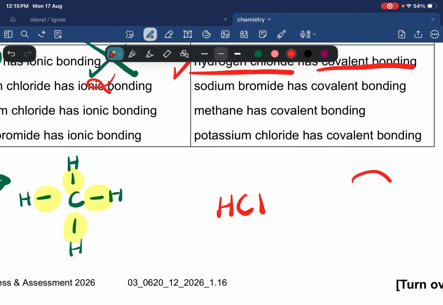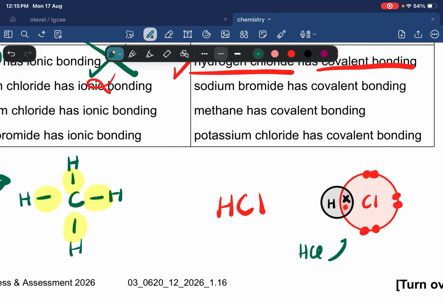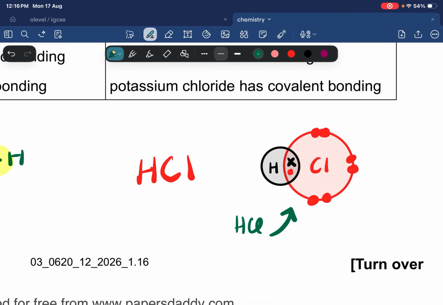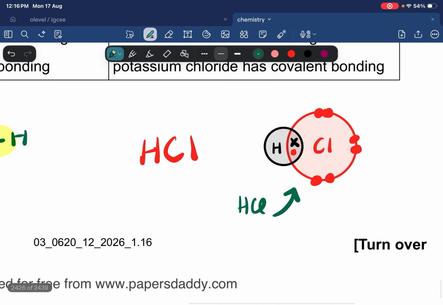HCl is a covalent compound. This is your chlorine and this is your hydrogen. And there is a pair of electrons that's being shared between the two like this. So that is your HCl, which is a covalent compound. And now you might think, oh my god, how is this possible? Hydrochloric acid, you have hydrogen ions and chloride ions, then how come HCl be a covalent compound?